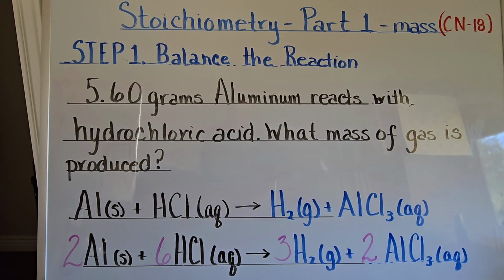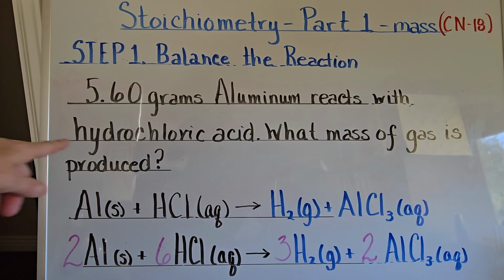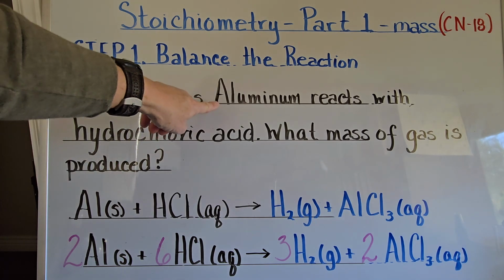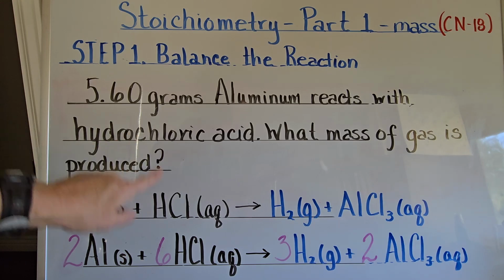Start with step 1 of our process. Balance the reaction. Here I've come up with a problem. 5.60 grams of aluminum reacts with hydrochloric acid. And the question is, what mass of gas is produced? Well, I have to employ a couple of skills here. One, I have to be able to translate my names of chemical reactants into formulas, which I've done here. Hydrochloric acid, if you need to look back, I would go back to class notes 11 on acids to help you get that name into a formula.